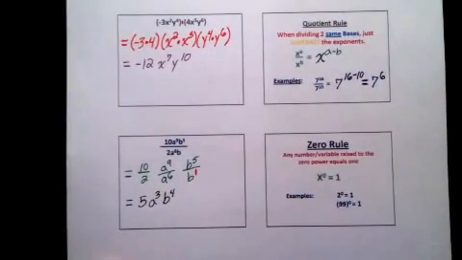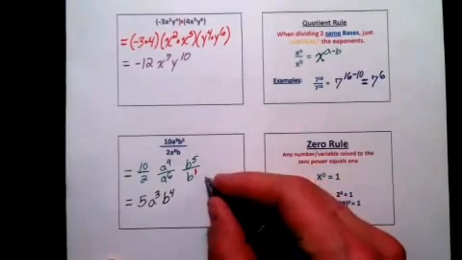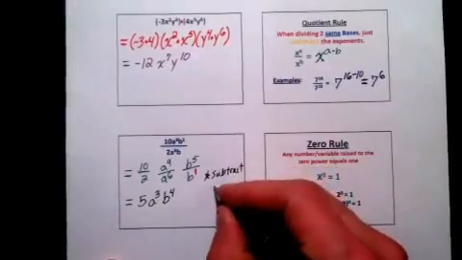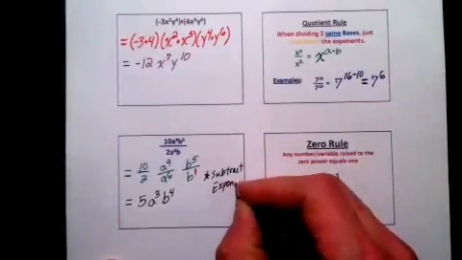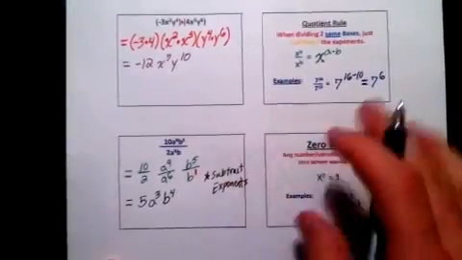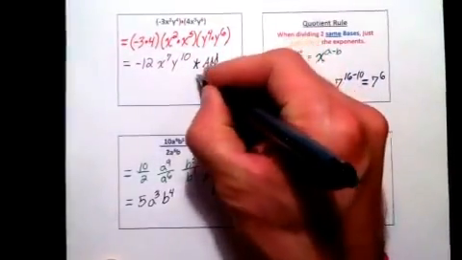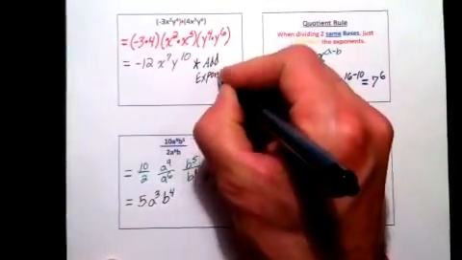Okay? So quotient rule, we're subtracting. We should put a little note of that. Up above, product rule, we add the exponents.